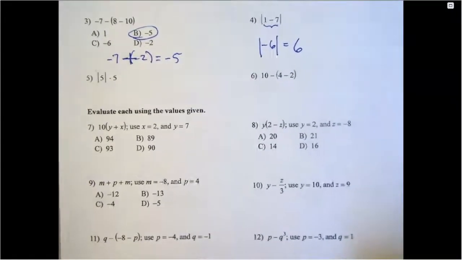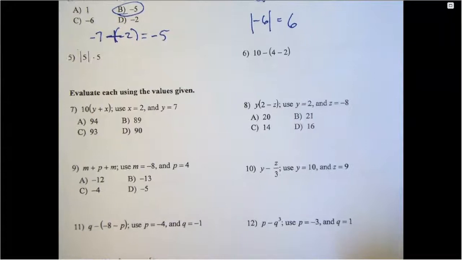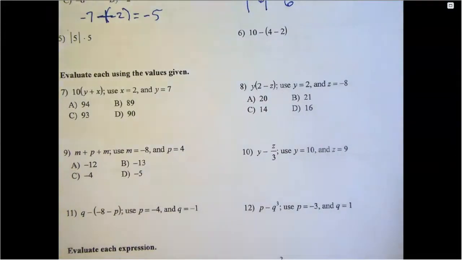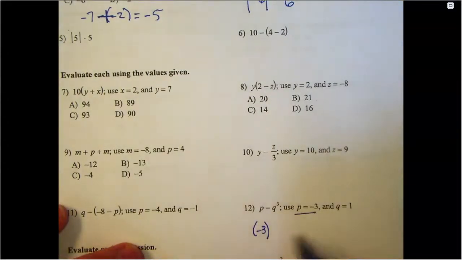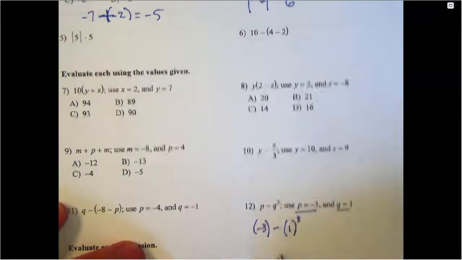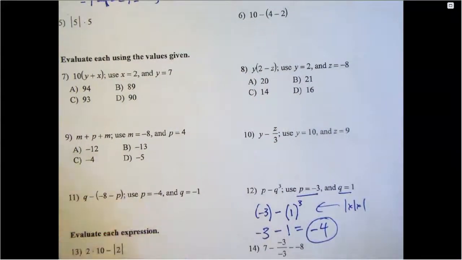And then on some of these, you're plugging into variables and then working it out. So let's say I did number 12. So we're going to plug in. I like to, when I plug something in, put it in parentheses. Just kind of helps me keep it organized. So I'm putting in negative 3 for P, because P is negative 3, minus, and I'm putting in 1 for Q. And then this parentheses doesn't actually need to be there because nothing's going on there, but this one does, so I'm doing 1 to the 3rd power. So 1 to the 3rd power is 1 times 1 times 1, which is 1. And then negative 3 minus 1 is negative 4.